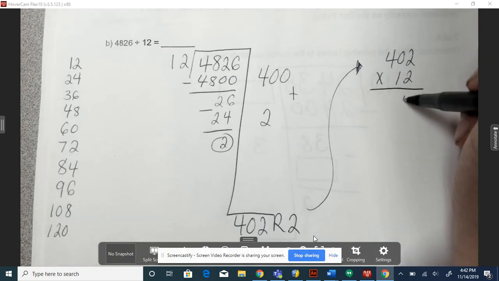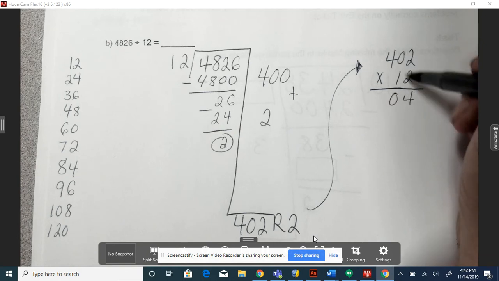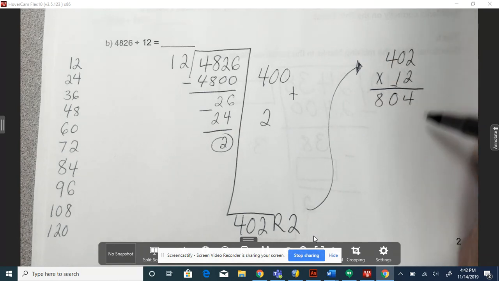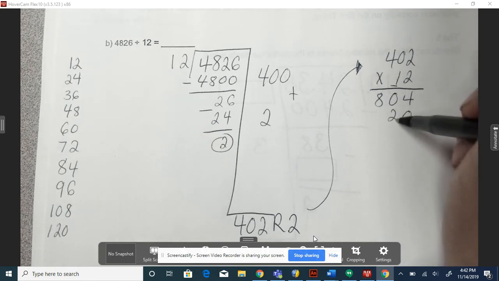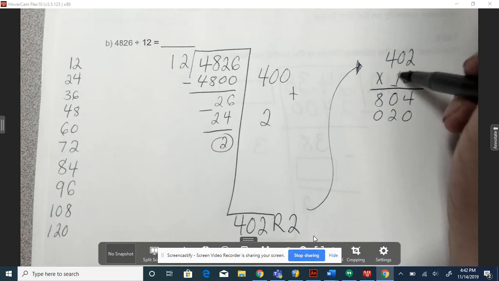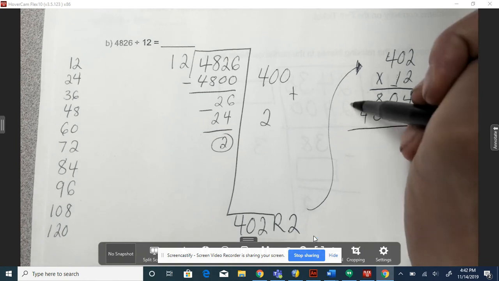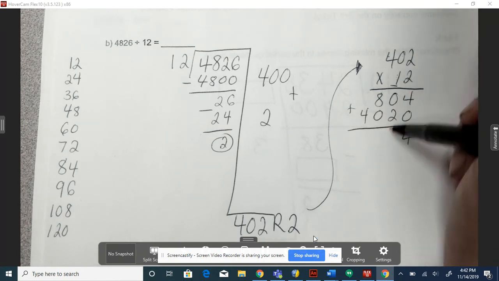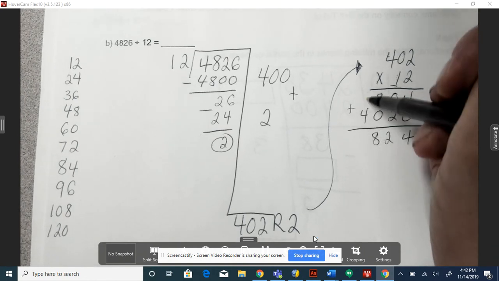2 times 2 is 4. 2 times 0 is 0. 2 times 4 is 8. Now we're multiplying by 1 in the tens place, so we're putting the 0 in the ones place. 1 times 2 is 2. 1 times 0 is 0. 1 times 4 is 4. Add them up. 4, 2, 8, 4.